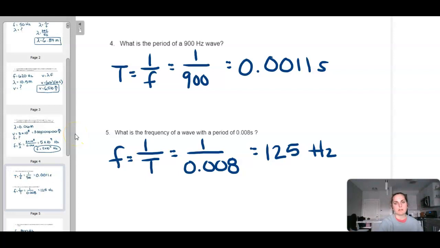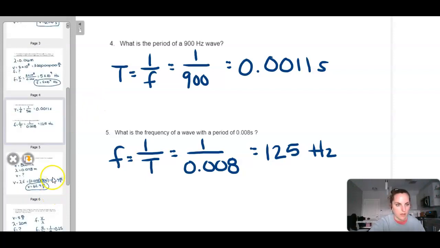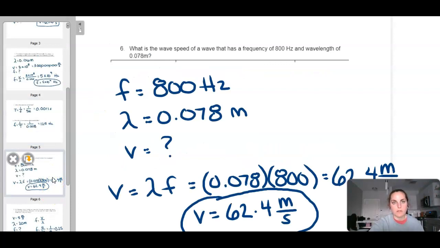What is the period of a 900 hertz wave? Remember that the period is 1 over the frequency, so that's 0.0011 seconds. What is the frequency of a wave with a period of 0.008 seconds? 125 hertz.